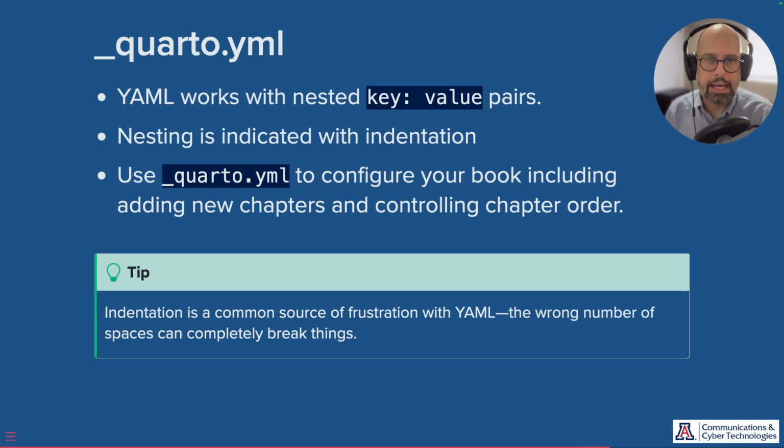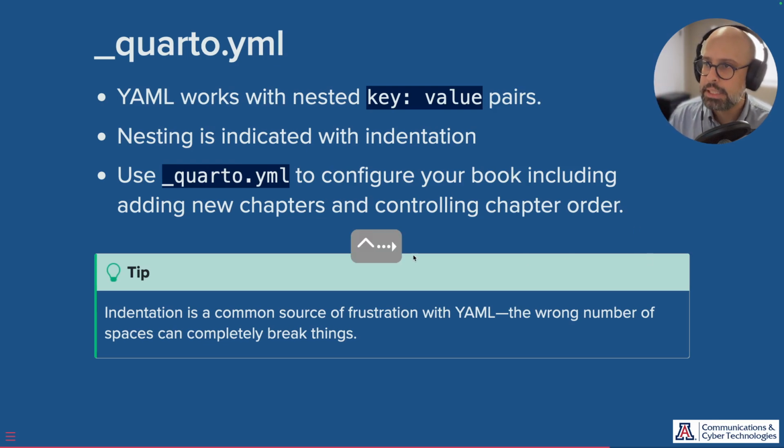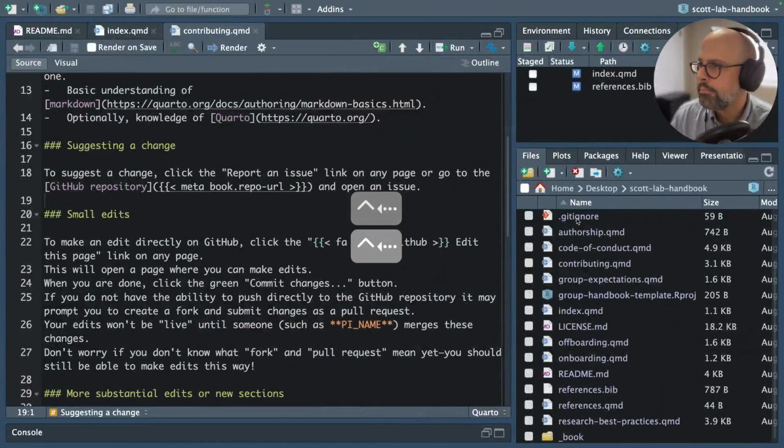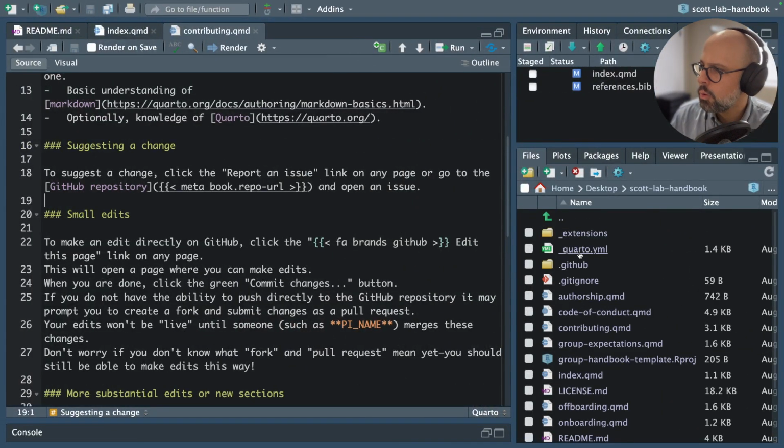The next thing we're going to look at is a file included in there called _quarto.yml. This is YAML, just like we saw in that anatomy of a QMD slide. And this is going to be used to configure your book. And that includes the order of the chapters and adding any new chapters. You need to be able to edit this file. So let's take a look at it. I will open that up here. So _quarto.yml.